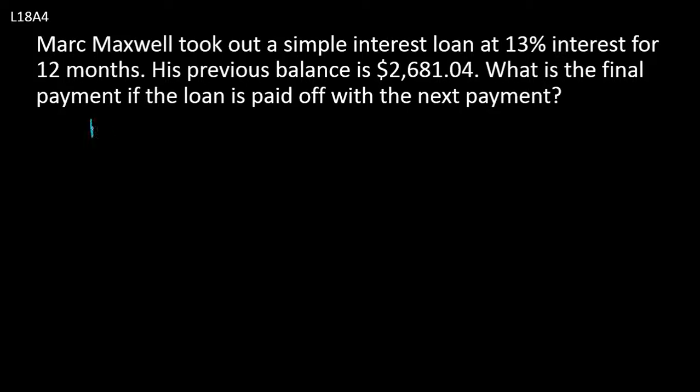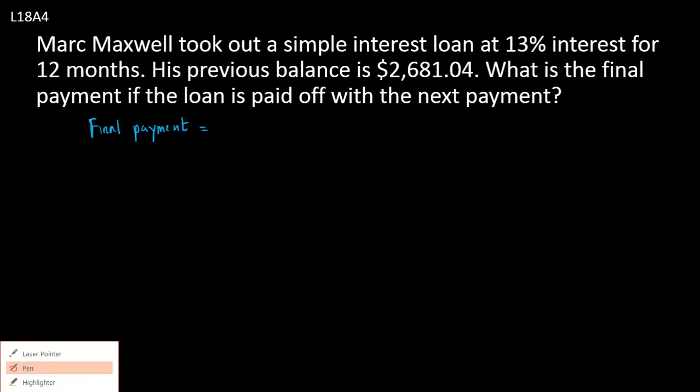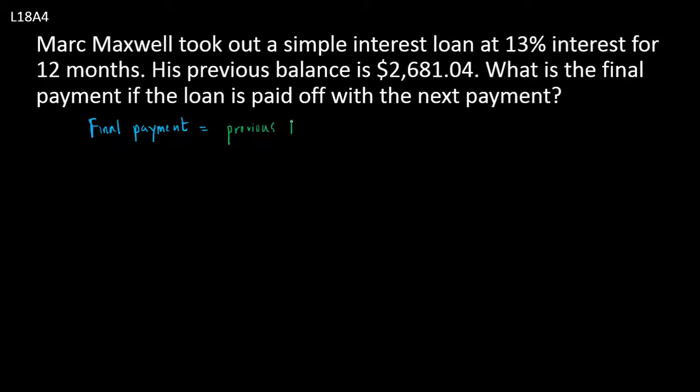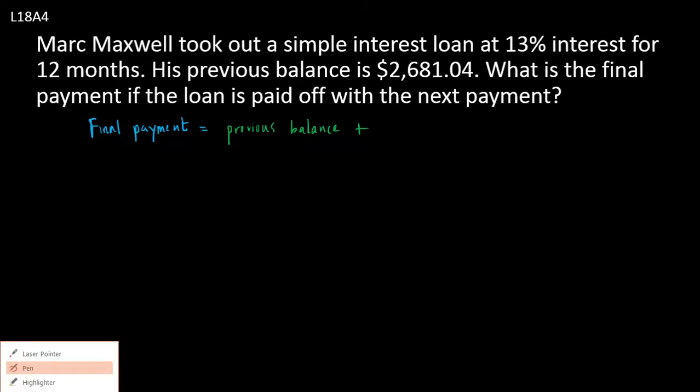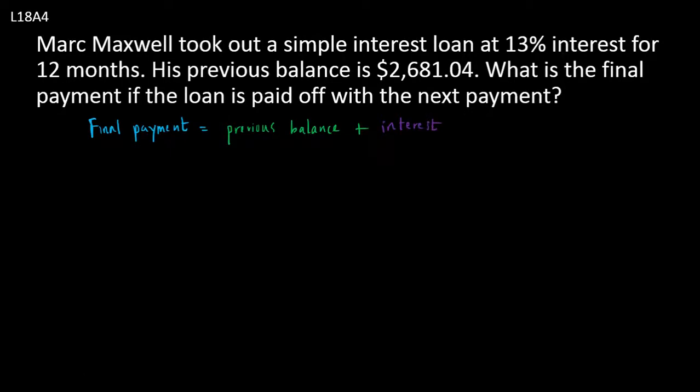Whatever this final payment is going to be, our final payment is going to include interest that has accrued since our previous balance. So whatever balance I owed as of my last statement, my previous balance, I have to pay that, and whatever interest accrued on top of that previous balance. Now remember, my goal here is to solve for the final payment. So let's find out what this final payment is going to be.